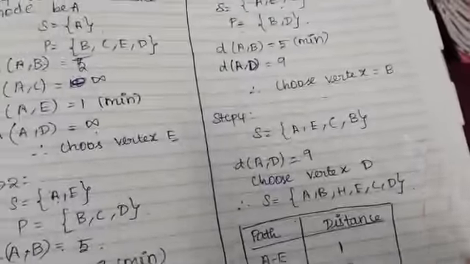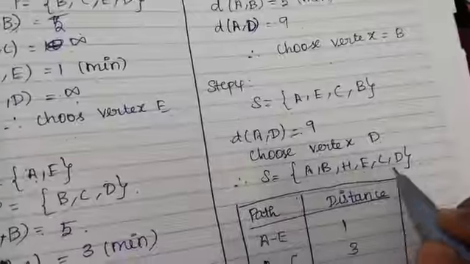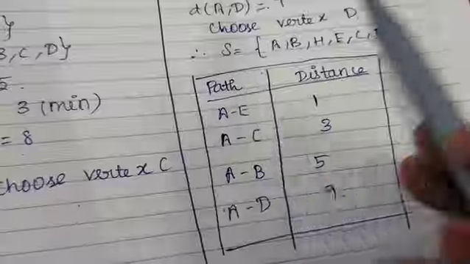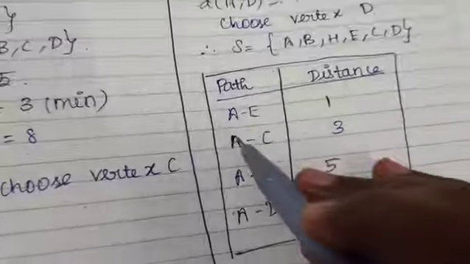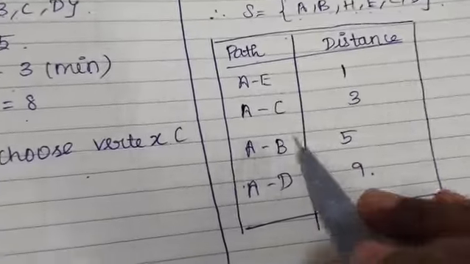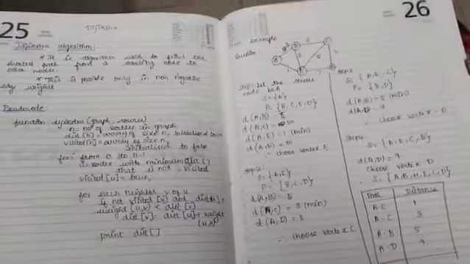The final shortest paths are A, E, C, B, D, with these distances: A to E is 1, A to C is 3, A to B is 5, and A to D is 9. And this is Dijkstra's algorithm. Thank you.